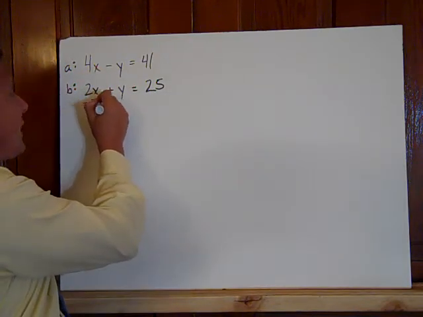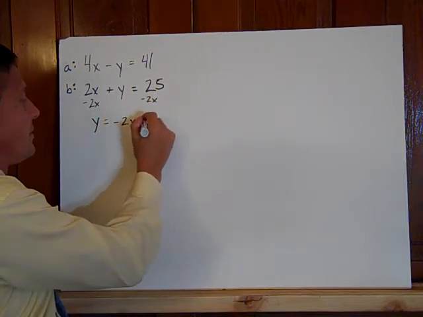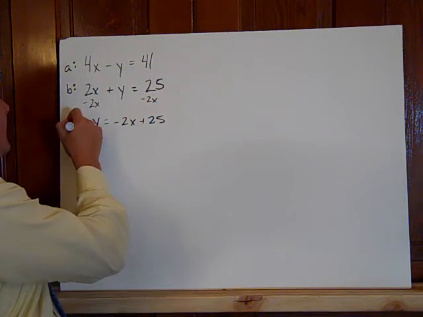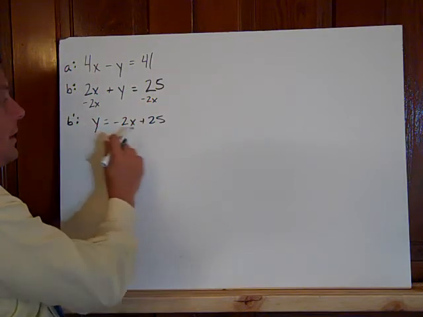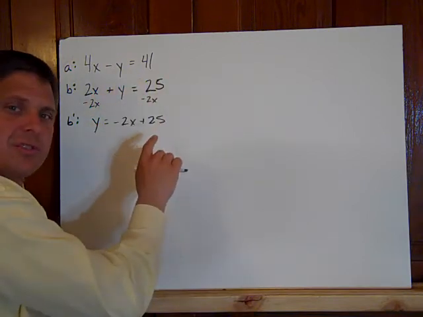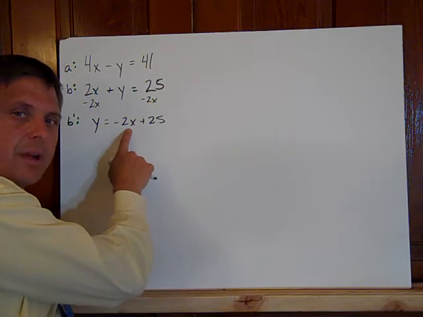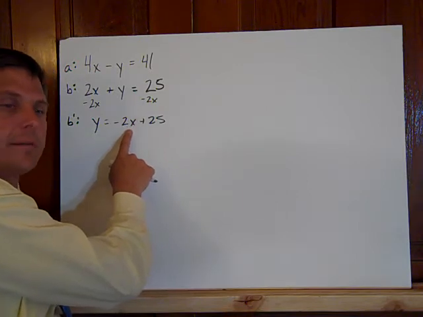So I'm going to get what I'll call B prime. I'm going to solve B and get an equivalent equation to B. And it's going to be y equals negative 2x plus 25. And again, remember, we're prejudiced in math. We always put variables before numbers. We don't want to write 25 minus 2x. We want to write negative 2x plus 25.